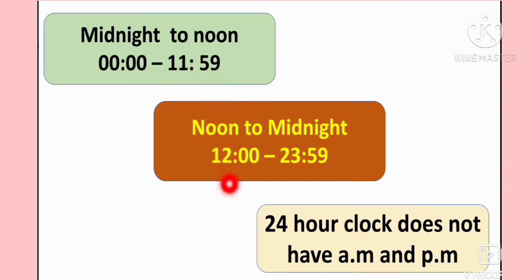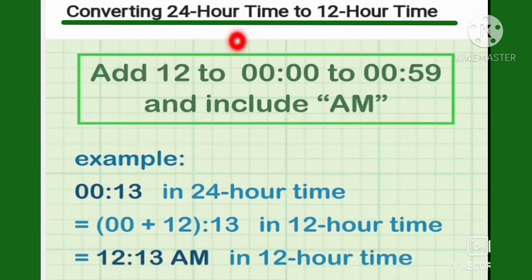From 12 to 23:59 represents noon to midnight. In the 24-hour clock, we can't represent AM or PM. Converting 24-hour time to 12-hour time.